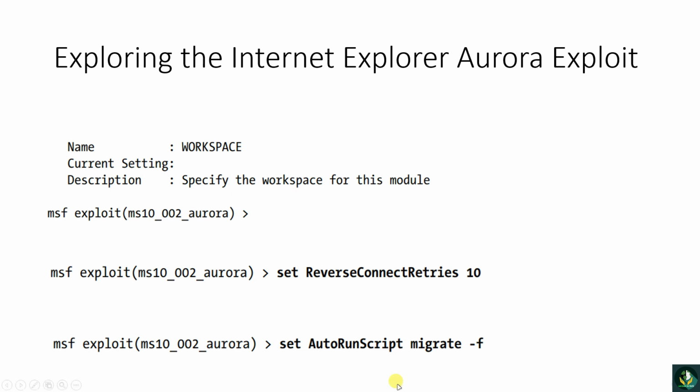So under AutoRunScript, migrate, simply let Metasploit know to run a script as soon as the Meterpreter session is created, using the migrate command with the -f, this one. The -f switch tells Metasploit to launch a new process automatically and then migrate to it. Now attempt to run the exploit and see what happens. Try closing the connection and see if your Metasploit session is still active.